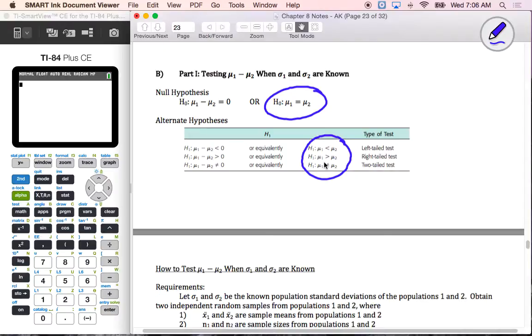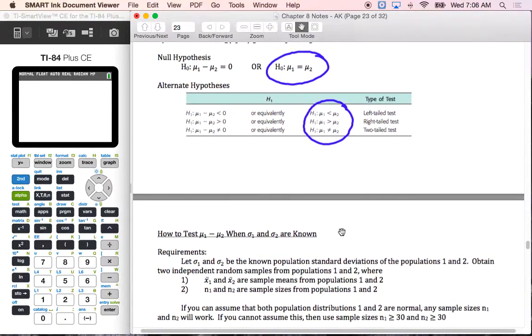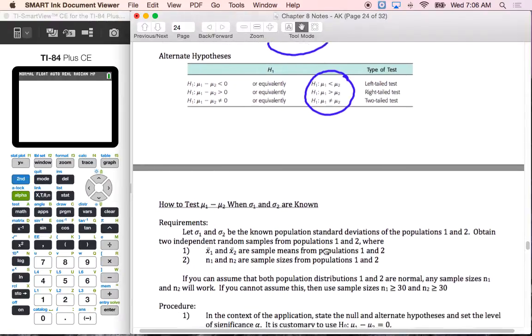So you have mu1 and mu2. Don't just say mu and mu. You have to actually write mu1 and mu2 with it when you write it. Mu1 goes on the left, mu2 always goes on the right. So for your null hypothesis, it will always be mu1 equals mu2. Doesn't matter what numbers you have, mu1 equals mu2.